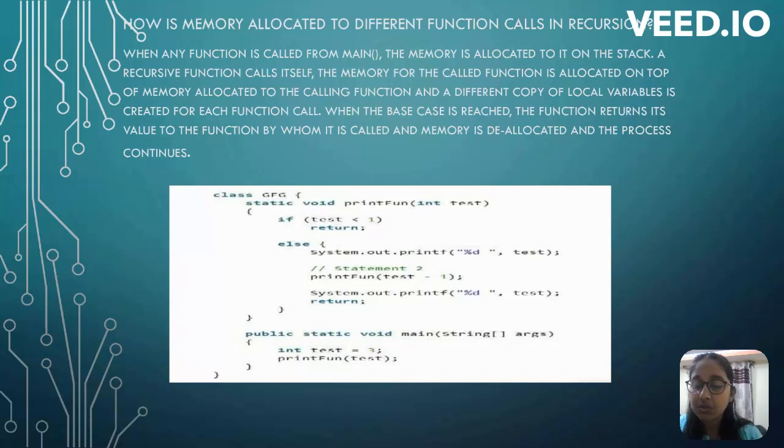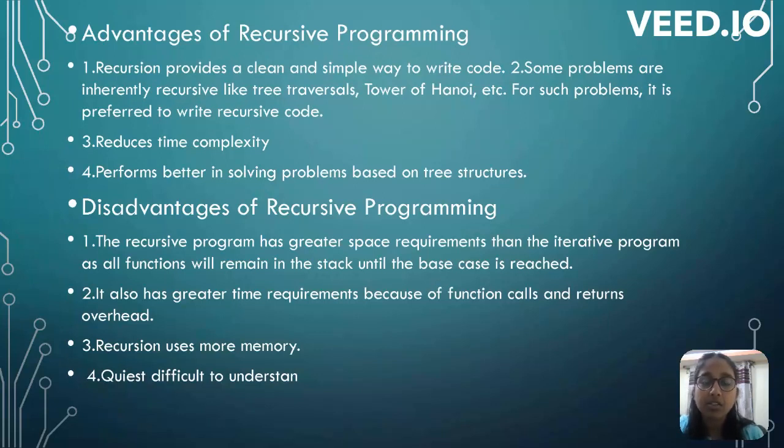The pattern is achieved by the recursive call and the order of the print statements. And this is the explanation of this program. Advantages of recursive programming. Recursion provides a clean and simple way to write code. Some problems are inherently recursive, like tree traversal, Tower of Hanoi, etc. For such problems it is preferred to write recursive code. It reduces the time complexity and performs better in solving problems based on tree structures.